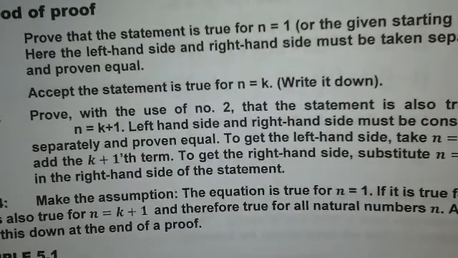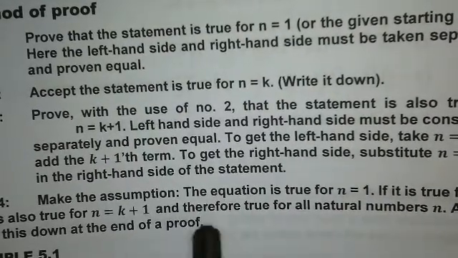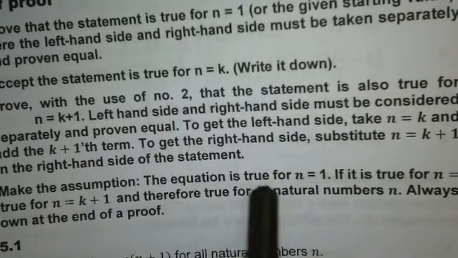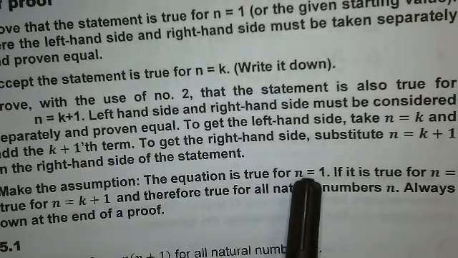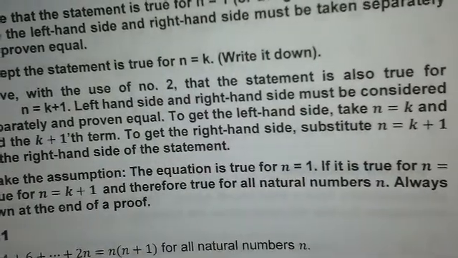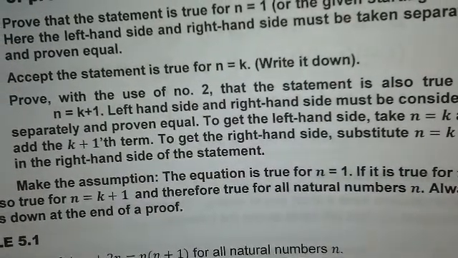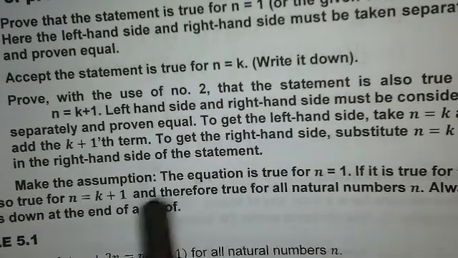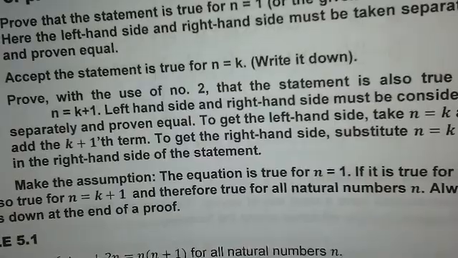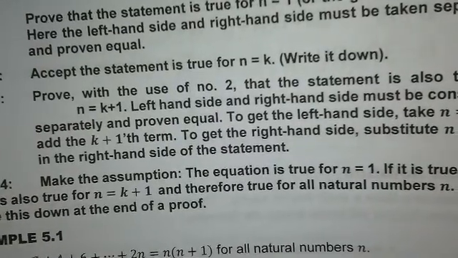And then you must always write this little sentence. This you must learn off by heart. The equation is true for n equals 1. If it's true for n equals k, it's also true for n equals k plus 1, and therefore true for all natural numbers n. And always write this down at the end of your proof.